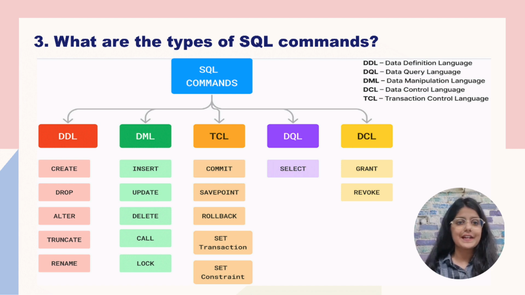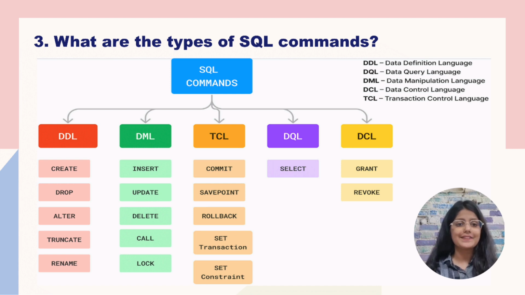Fourth is DCL, data control language, which is responsible for managing user access and permissions. By the name, we can tell that this language is used for managing user access and permissions. Commands like grant and revoke are used to assign or restrict database privileges. So this is DCL.